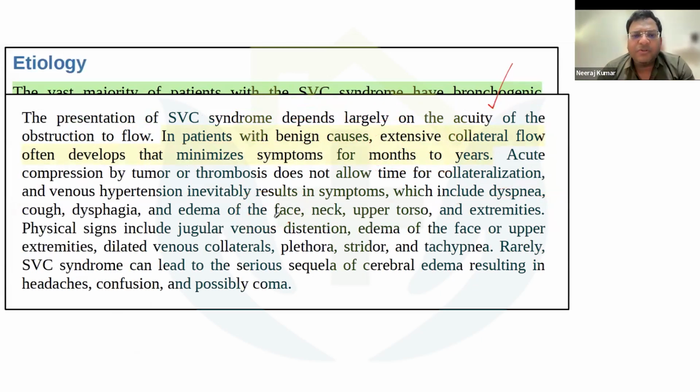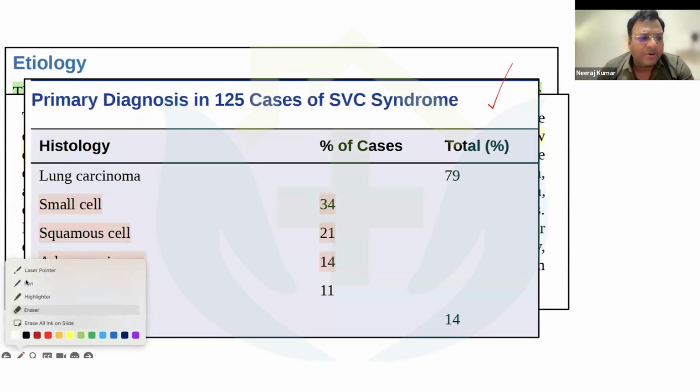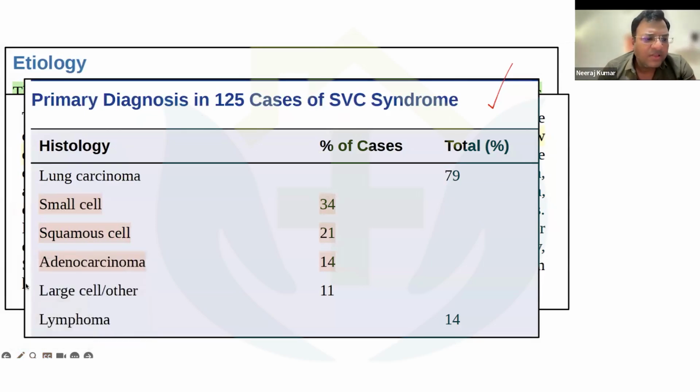Now coming to the next part, which is diagnosis. Small cell constitutes around 34% of the patients, and coming to the second part is squamous cell. So first is small cell, followed by squamous cell.